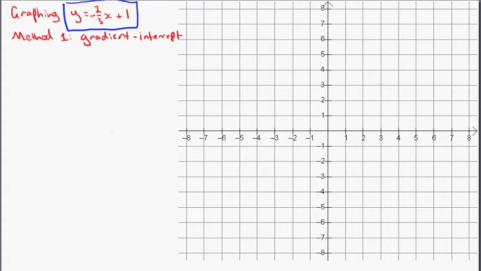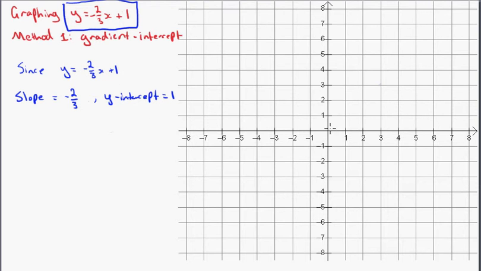The first thing we know is, we know a little bit about this form. Since y is minus 2/3 x plus 1, we know therefore that our slope is negative 2/3 and our y-intercept is 1. Based on y equals mx plus c, there is our slope, there is our y-intercept.